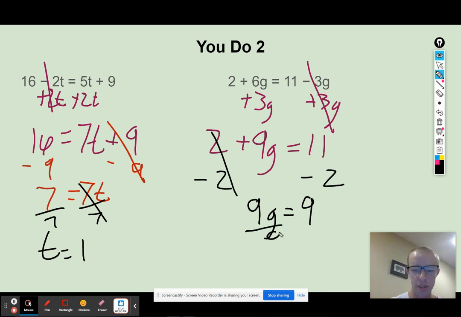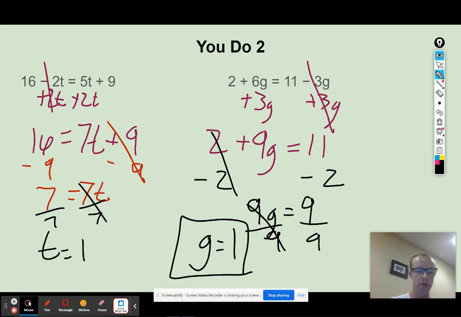Hopefully you already know it. We'll show the math this time. To get rid of multiplication, we divide. G is left by itself. 9 divided by 9 is 1, and this one is also 1. So we get g equals 1, and on the other one we got t equals 1.